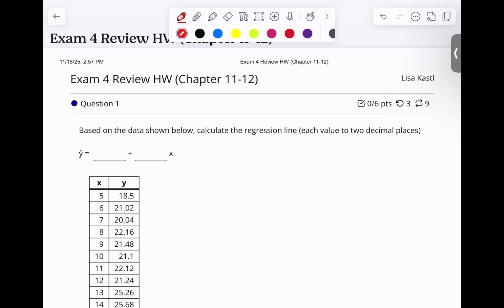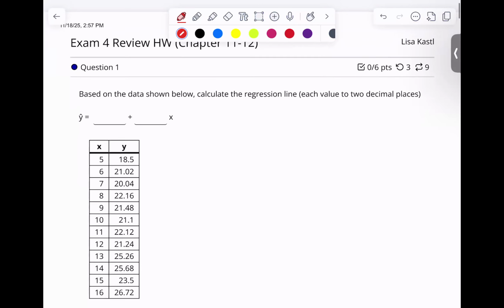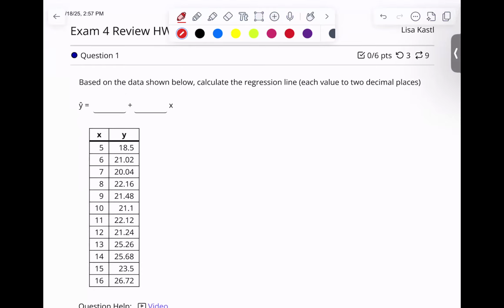This is the Module 4 exam review for statistics. Problem number 1. Based on the data shown below, calculate the regression line, each value to 2 decimal places. So I'm going to need to put this data in my calculator so that I can run the regression test and get a regression line.